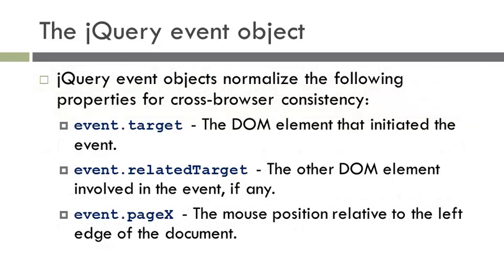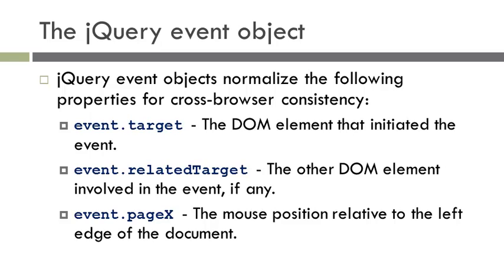jQuery's event object is guaranteed to be passed to the event handler. Most properties from the original event are copied over and normalized to the new event object, but not all event properties are normalized for cross-browser consistency. Here is a list of properties that have been normalized.